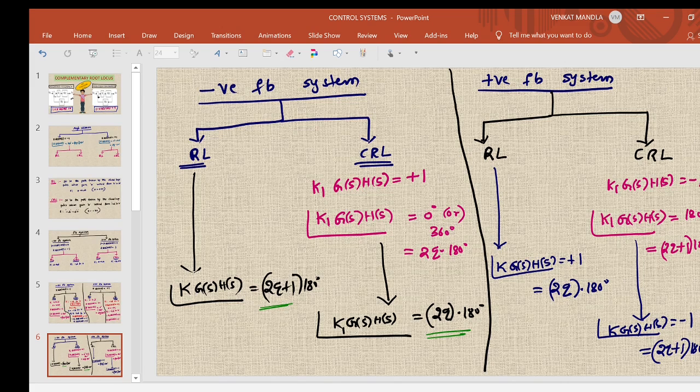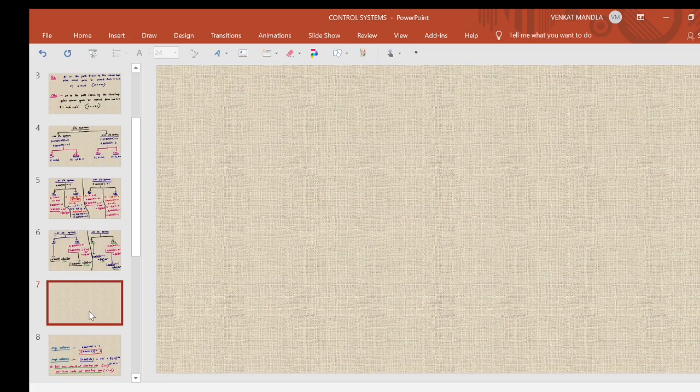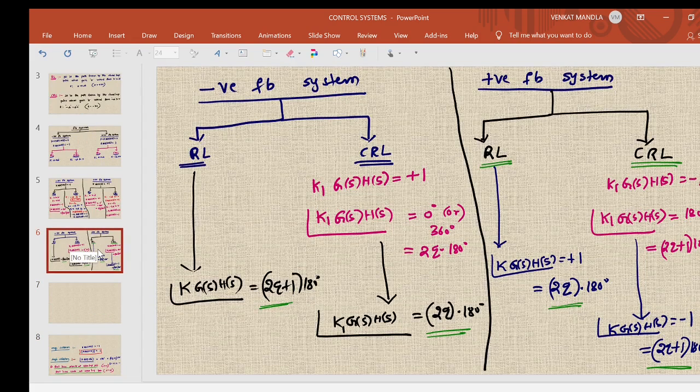In a positive feedback system, if you want to draw root locus, we will get even multiples of 180 degrees. Same in the positive feedback system, if you want to draw complementary root locus, the angle criterion is 2q plus 1 times 180 degrees, right? Now, we have four cases, that is negative feedback system, root locus and complementary root locus, positive feedback system, root locus and complementary root locus, right? I will take one of these four, okay?